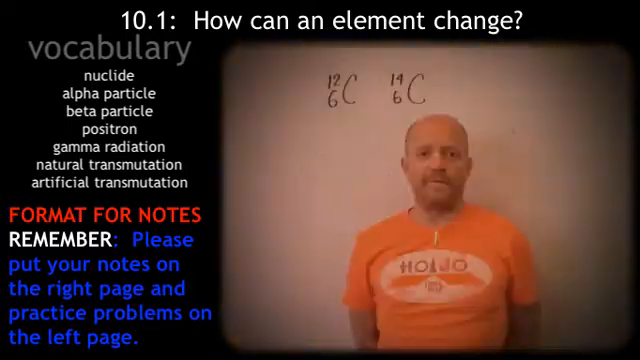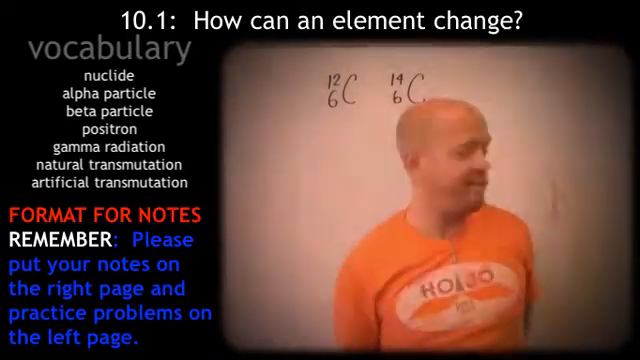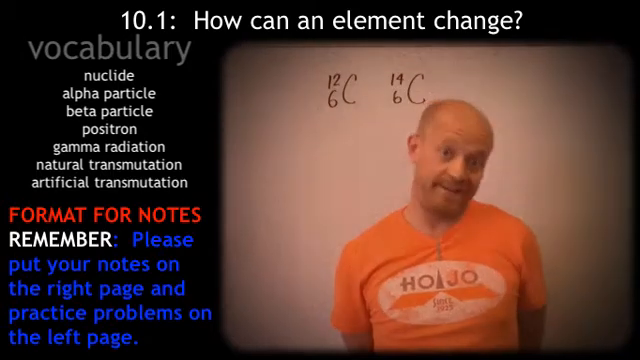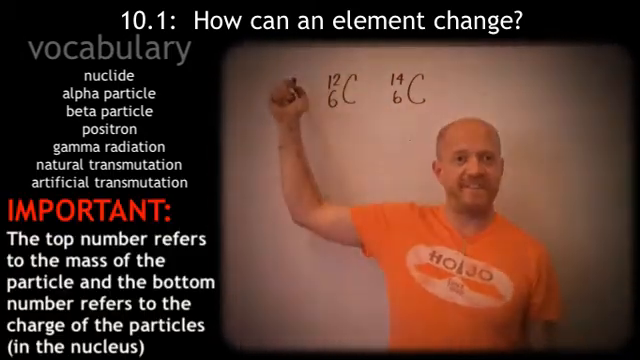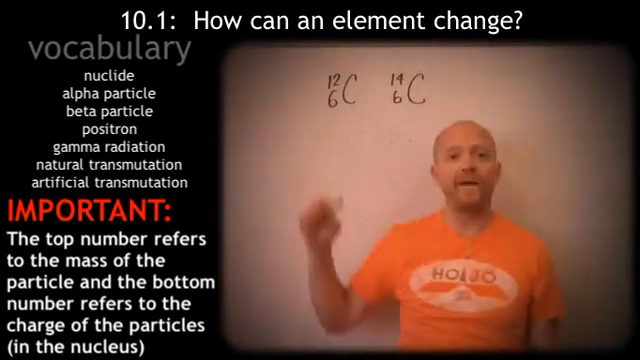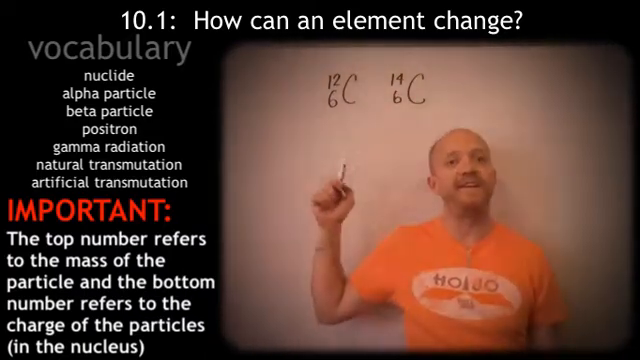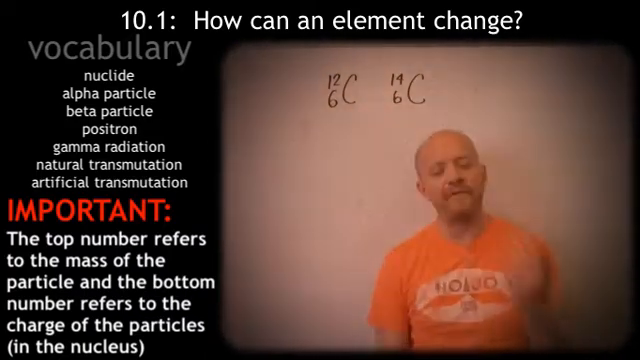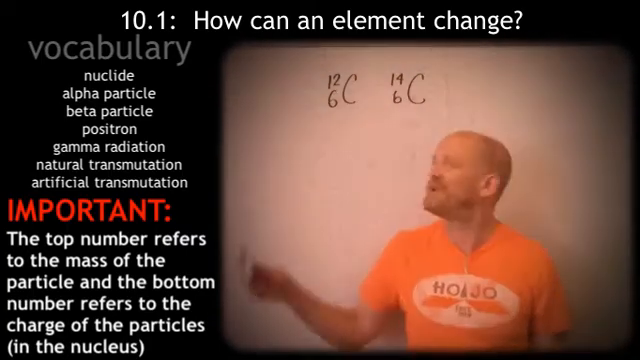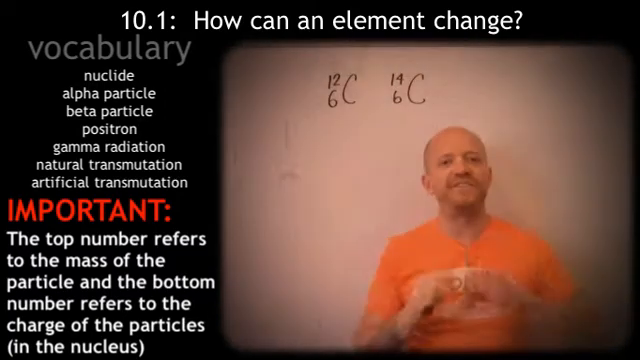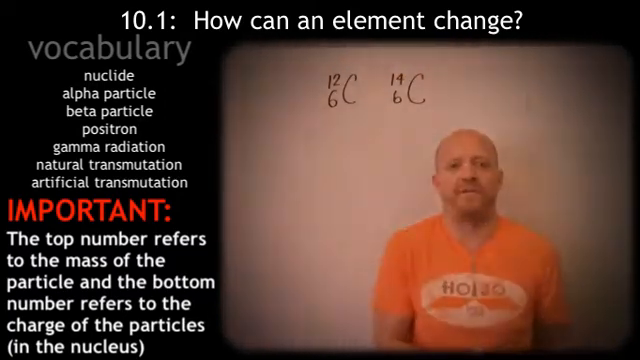Hey, today we're going to talk about nuclear chemistry, and nuclear chemistry, like it sounds, just has to do with the nucleus. Top number refers to the mass of a particle. The bottom number, as we've learned, refers to the number of protons. However, in nuclear chemistry, we're getting a little bit more specific and a little bit more precise, so this number really refers to the charge of the nuclear particle.